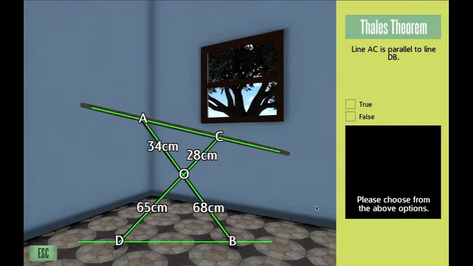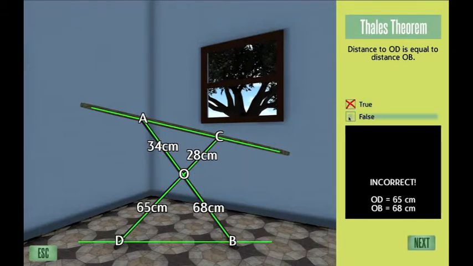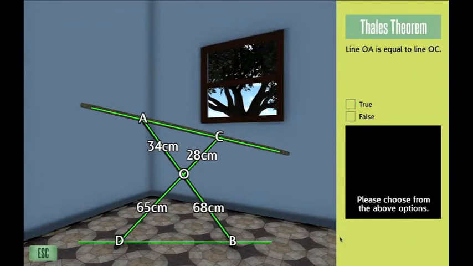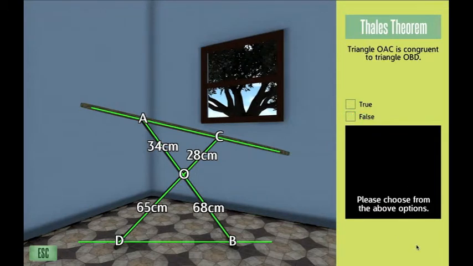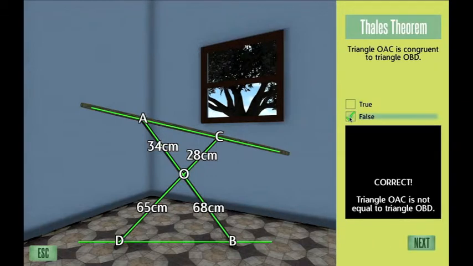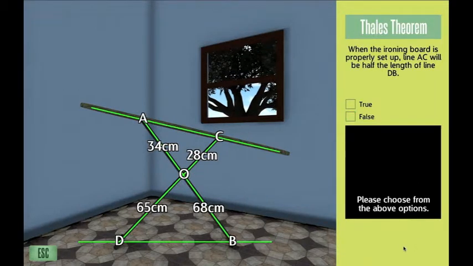True or false questions are presented to establish knowledge of the relationships between lines and angles of the ironing board. You may make only one incorrect answer for true or false questions. Students are tested for understanding of the concepts of congruency, parallelism, and relationships between line segments.